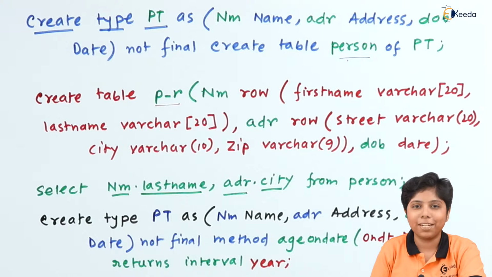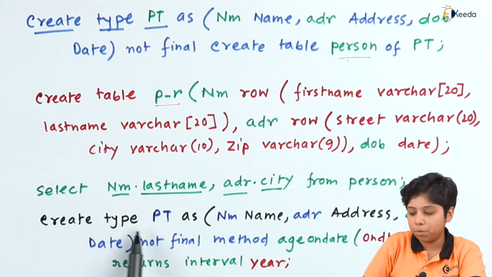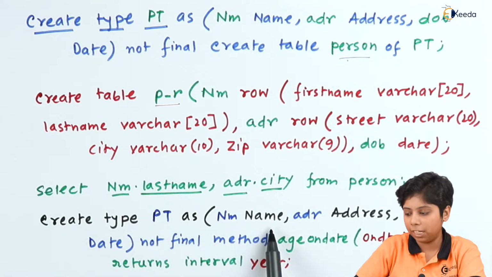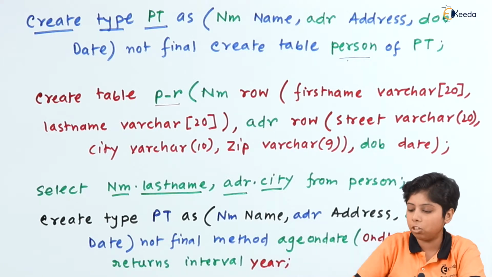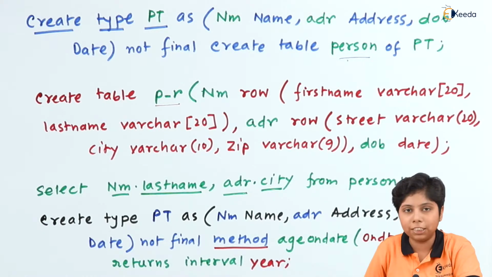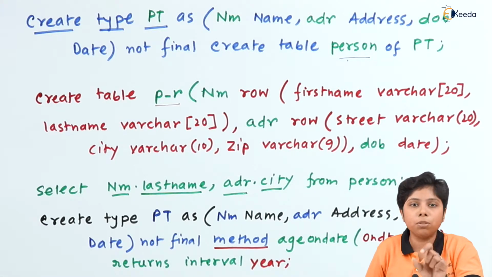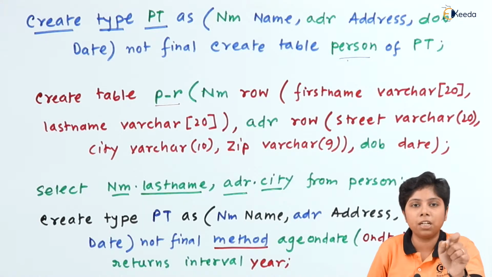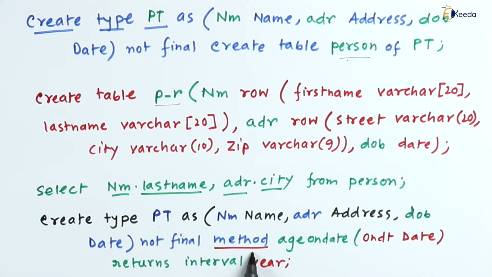Now look at this query. We are creating a type PT with the name, the address, and DOB as date, not final. Now look at the second part. I'm using the keyword method to indicate that a method is part of the type. So the PT type has got a method.